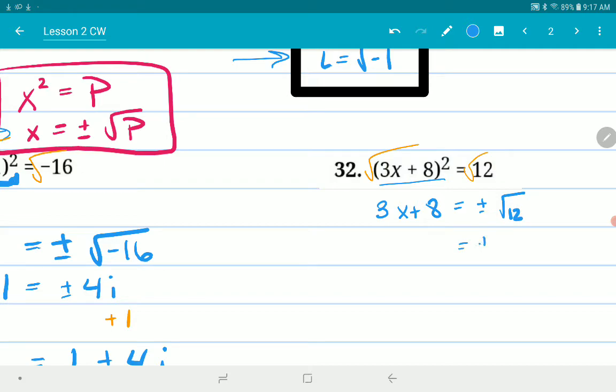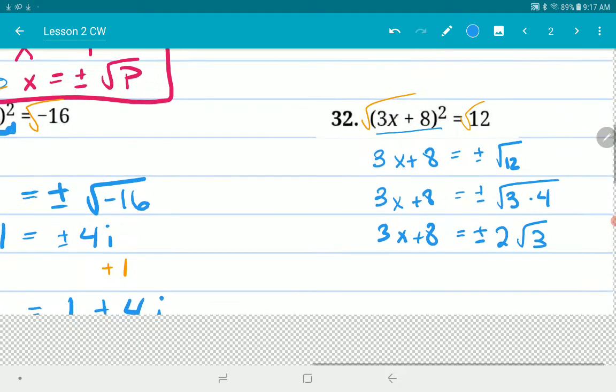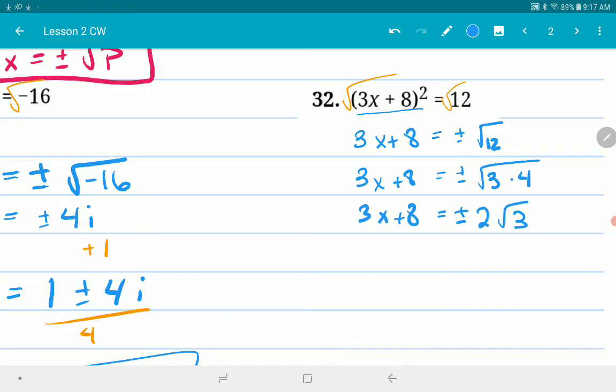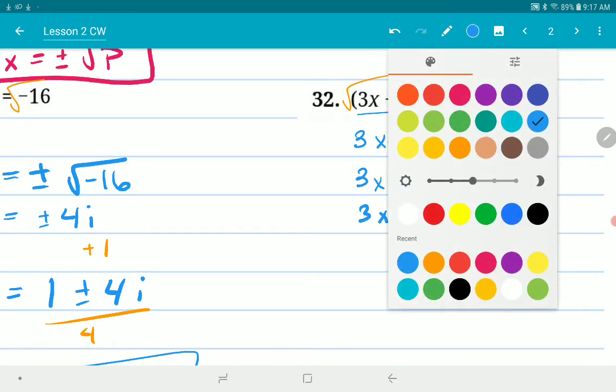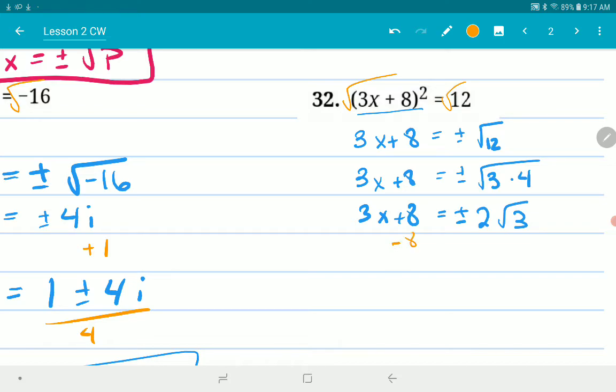The square root of 12 can be split into factors of 3 and 4 because the 4 is a perfect square. So I can reduce that radical by taking out that perfect square of 4. The square root of 4 is 2, which leaves me with 2 radical 3 as a simplified radical. And on the left, I just have 3x plus 8. All right, so now that I have that radical simplified on the right, there are no like terms here to combine. So all I can really do is subtract 8 from both sides to isolate that x.